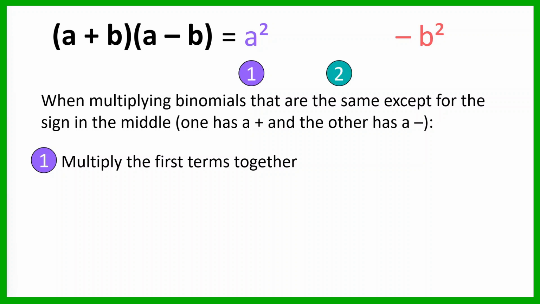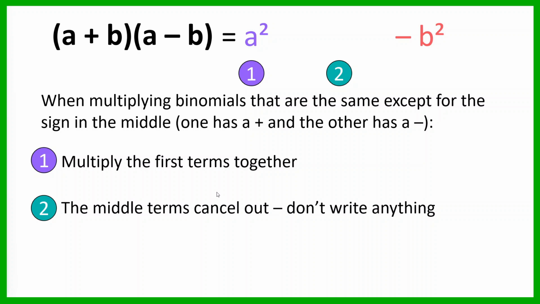So the second thing you need to remember is that the middle terms will always cancel each other out. When you are multiplying brackets that look like this, where they're the same except for the plus and the minus, the middle terms are going to cancel each other out. So you don't need to write anything there.